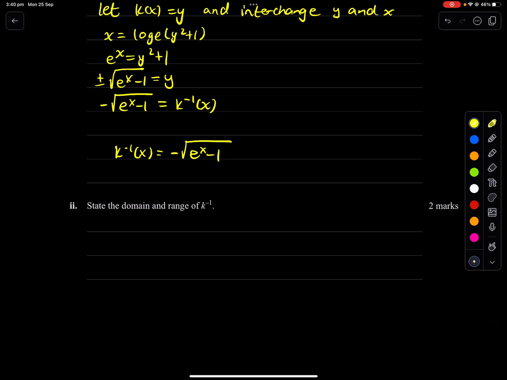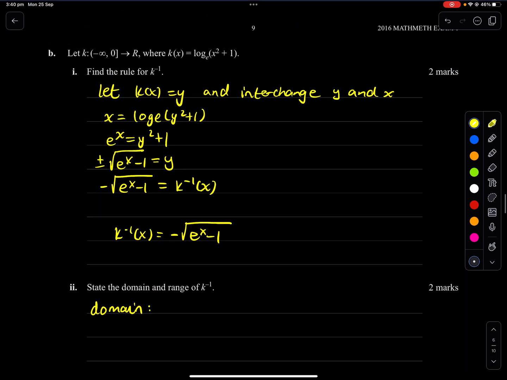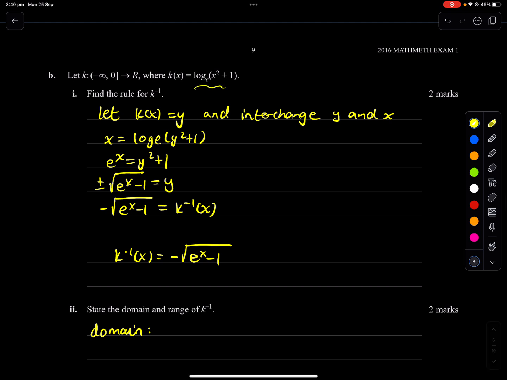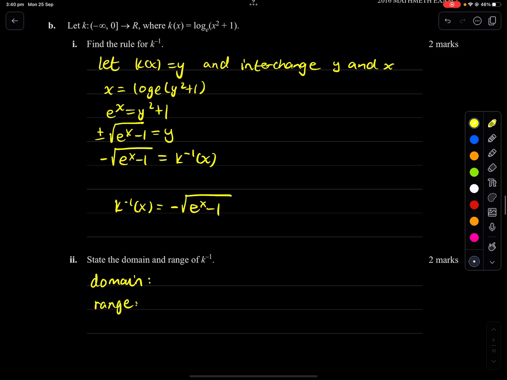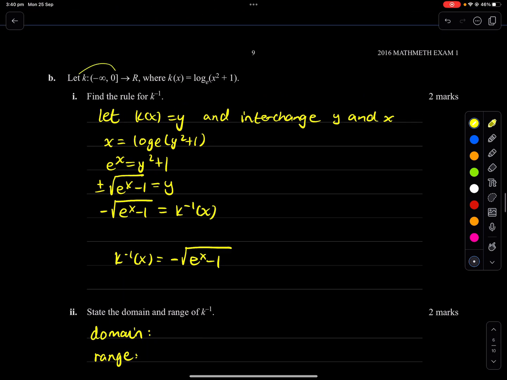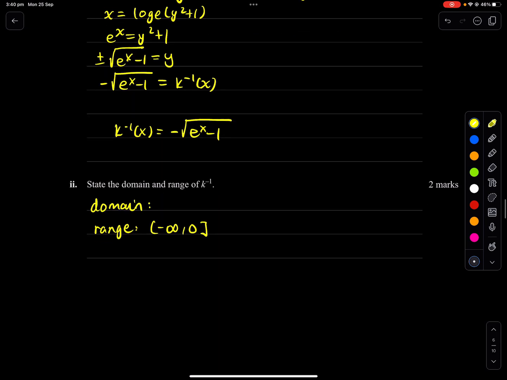Yeah, am I doing something wrong? Perfect. State the domain and range of k. So you should know that the domain of the inverse is the range of the original function. Let me write domain and range. First let's calculate our range, because our range is just our original domain, and we're given that, luckily. So it's from negative infinity to 0, 0 included. And what about our domain?